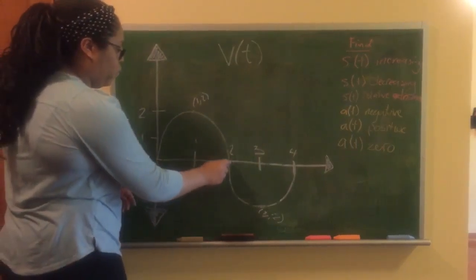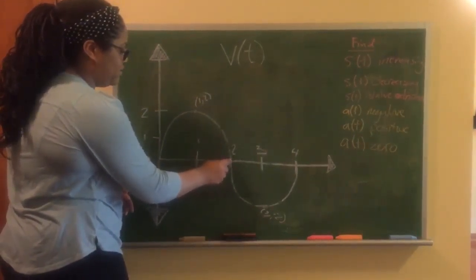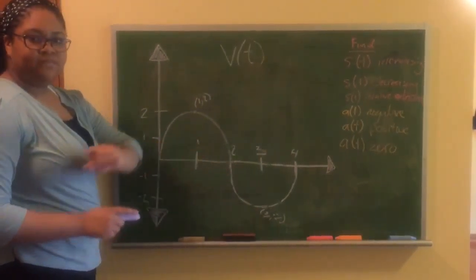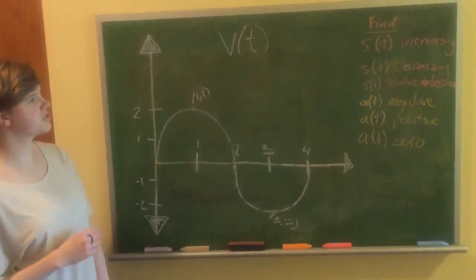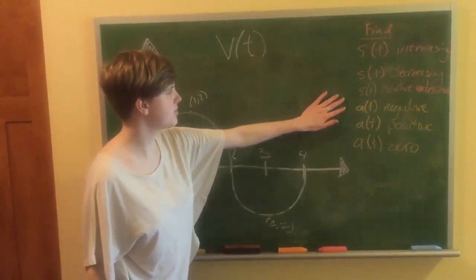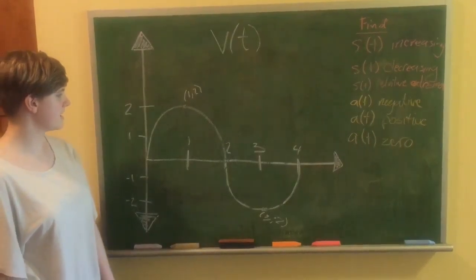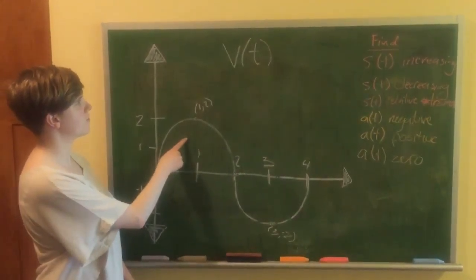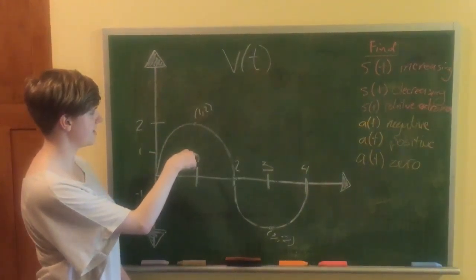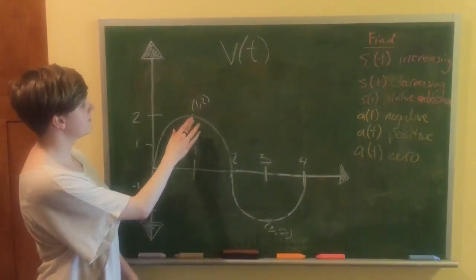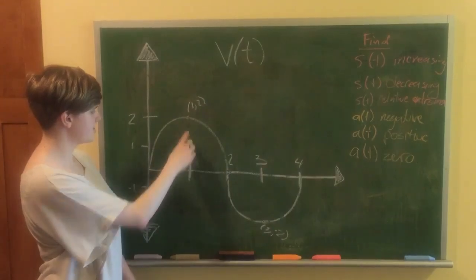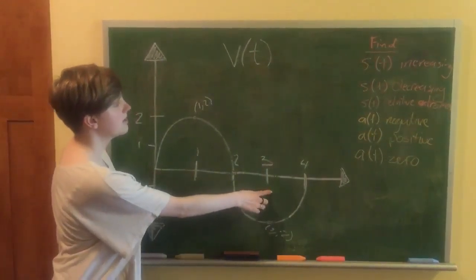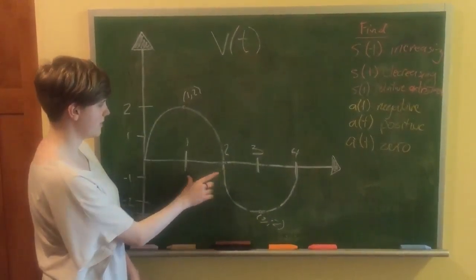So we're going to have one place where there's relative extrema at x equals 2. Our next question would be about where the acceleration, or a of t, is negative. And the acceleration is going to be negative when the derivative, or v of t, which is our graph here, is decreasing. And v of t is decreasing from 1 to 3, so acceleration would be negative from 1 to 3.